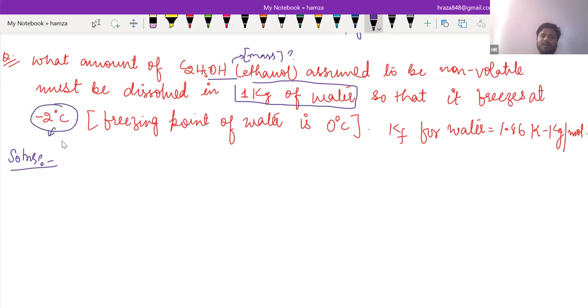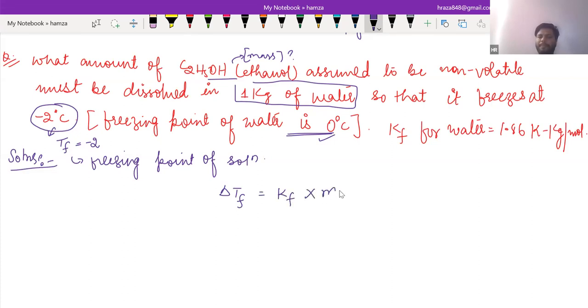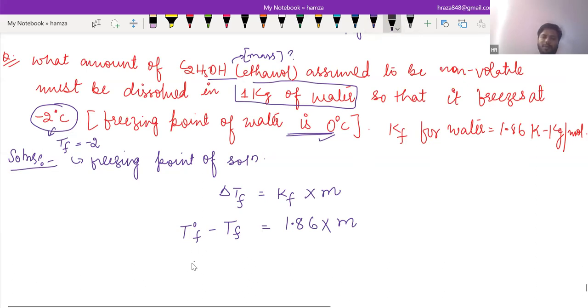That means this is the freezing point of solution. Also, it is given that the freezing point of water, that means pure solvent, is 0 degrees centigrade, and Kf is also given. Now you know that delta Tf equals Kf into m, where Kf is 1.86. Delta Tf is T naught f minus Tf, where Tf is the freezing point of solution and T naught f is the freezing point of pure solvent. So 0 minus Tf, which is minus 2, equals 1.86 into m.